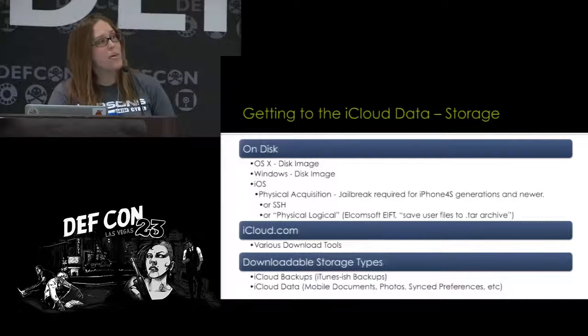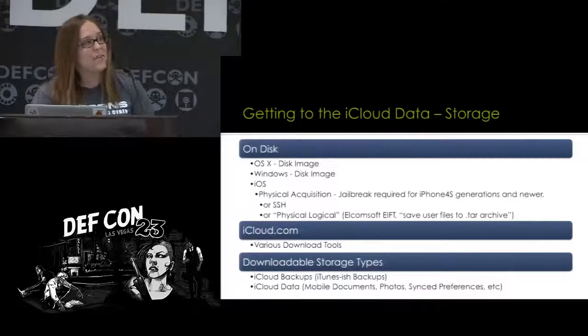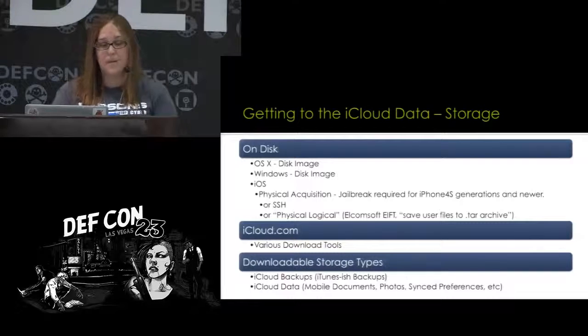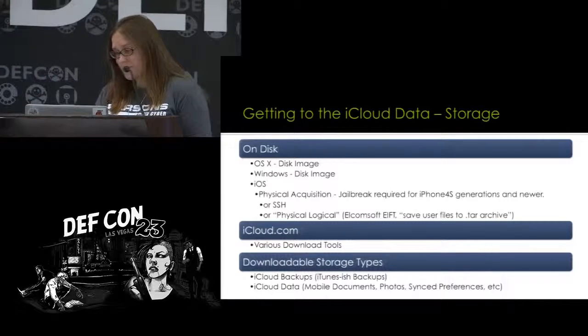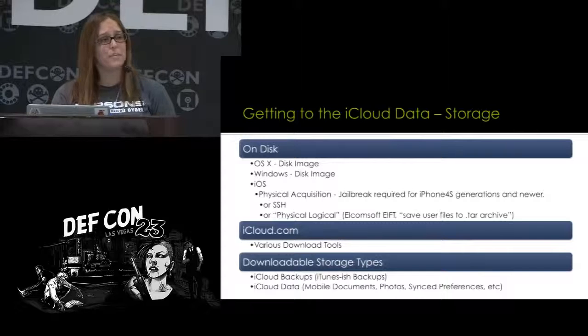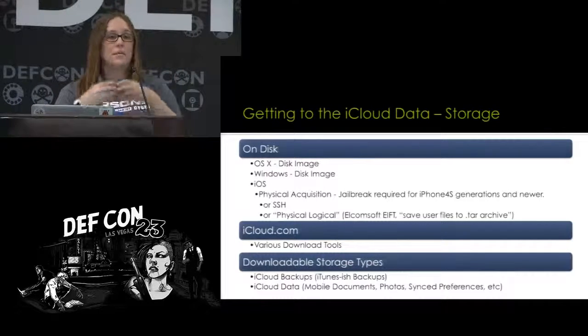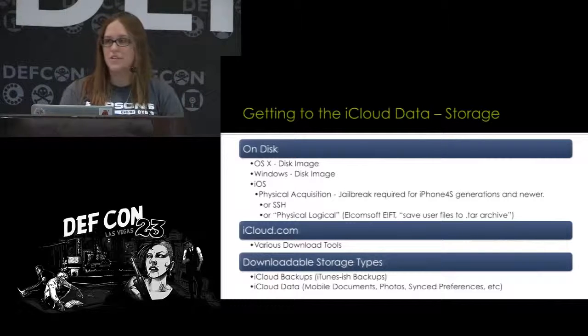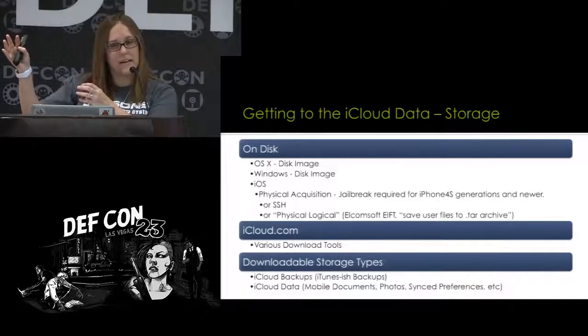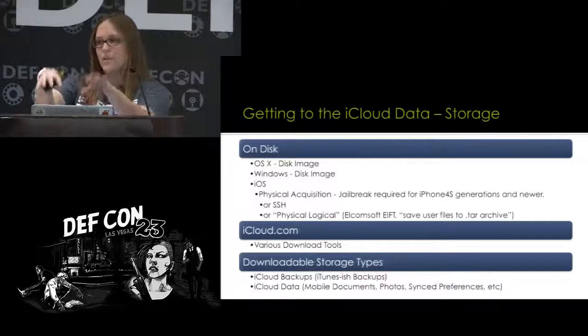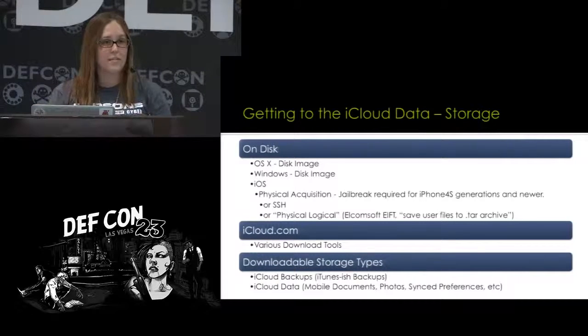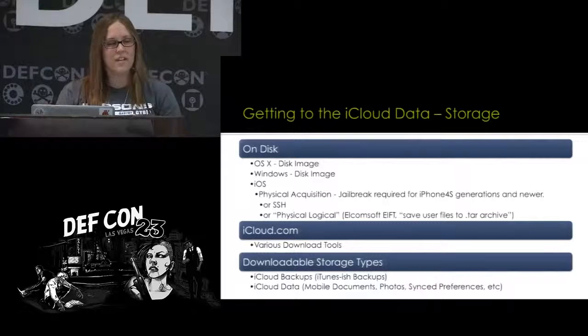So iCloud.com, we're going to go over some various download tools. Some are more sketchy than others. Then I also want to go over various downloadable storage types. So we have iCloud backups. iCloud backups are very similar to iTunes style backups. It bundles all these files up, renames them with a hash, and then stores them up in the iCloud versus, say, on your Windows system or your OS X system through iTunes. But it has very similar data structures in there.